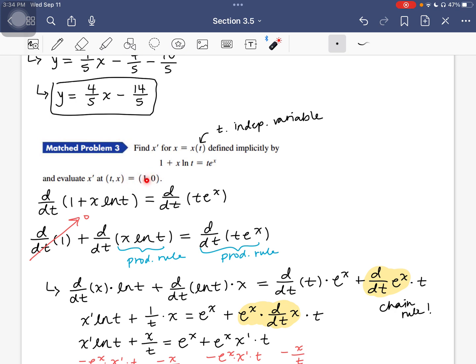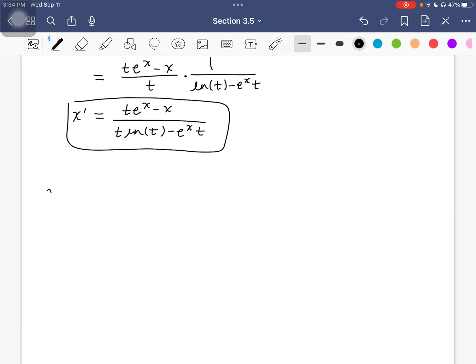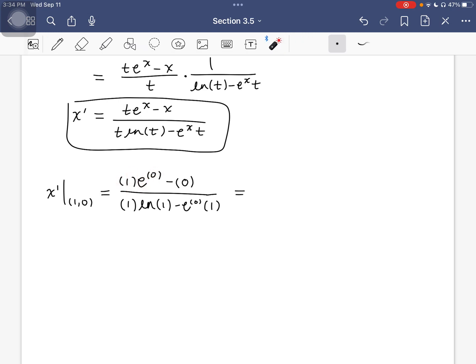And then we want to evaluate x prime at this point here. And so using this notation, x prime evaluated at (1, 0), we'll just plug in those points. So t was 1 and x was 0. All right. So e to the 0 is just 1. So we just have 1 times 1 minus 1. So we get 1 on the top. And then we have 1 times 1 times ln 1. ln 1 is 0, so this guy cancels. And then we have e to the 0, which is 1 times 1, and it'll be negative.